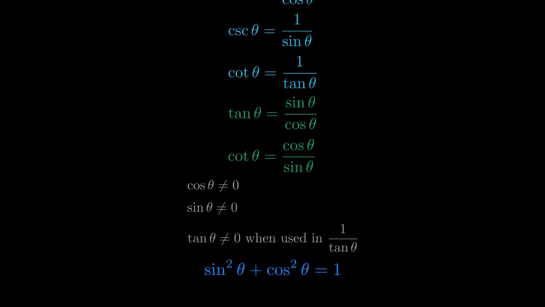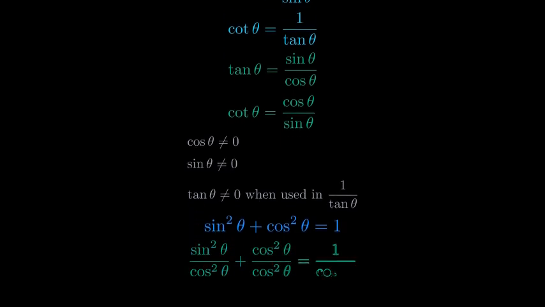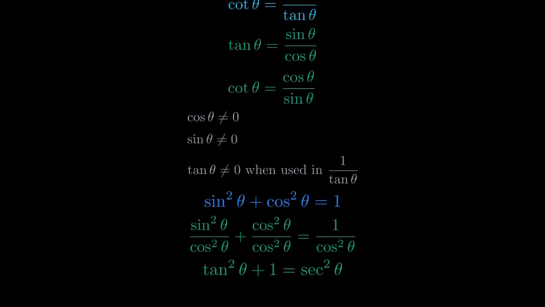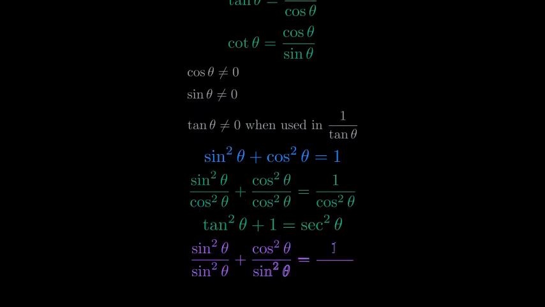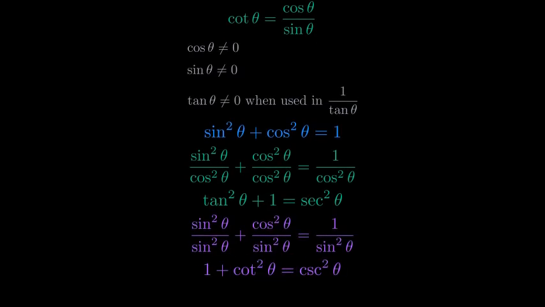Pythagorean identities come from the unit circle. Since cosine squared plus sine squared equals 1 on the unit circle, we have the identity: sine squared plus cosine squared equals 1. Dividing both sides by cosine squared gives 1 plus tangent squared equals secant squared. Dividing both sides by sine squared gives 1 plus cotangent squared equals cosecant squared.